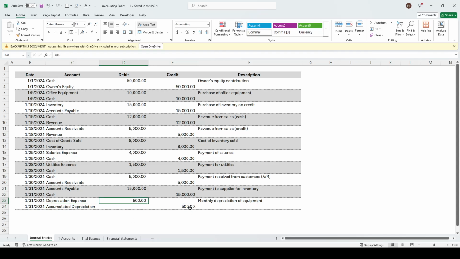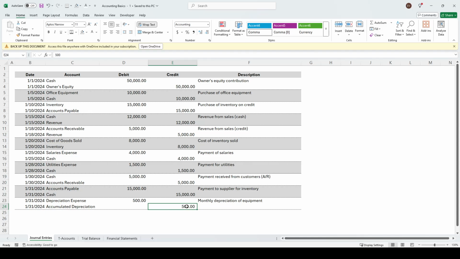And so typically with different kinds of assets, whether it's a building or equipment or site improvements, there's typically a distinguished useful life for those assets. And so in this case, we're just going to give you a very simple example of some depreciation expense for the equipment that the business has. Okay, so that covers our journal entries.